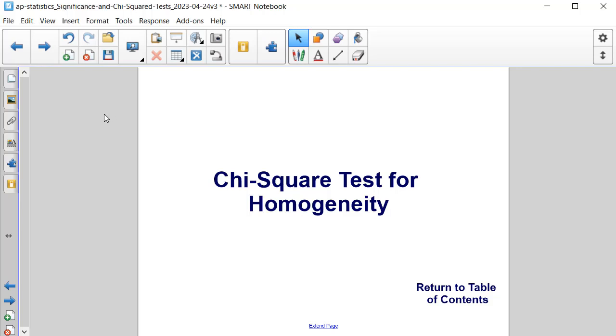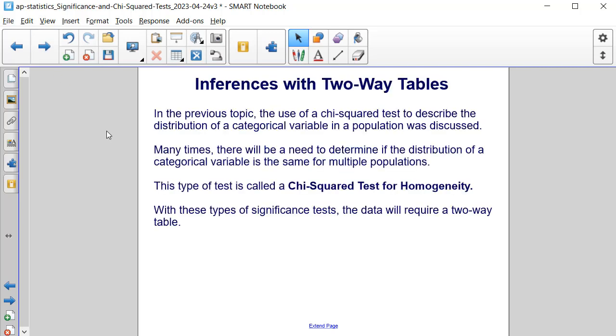Chi-square test for homogeneity. In the previous topic, the use of a chi-square test to describe the distribution of a categorical variable in a population was discussed. Many times, there will be a need to determine if the distribution of a categorical variable is the same for multiple populations. This type of test is called a chi-squared test for homogeneity. With these types of significance tests, the data will require a two-way table.